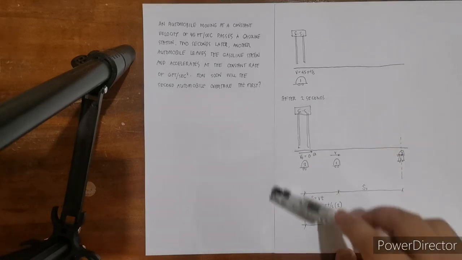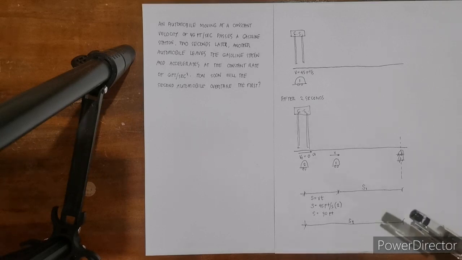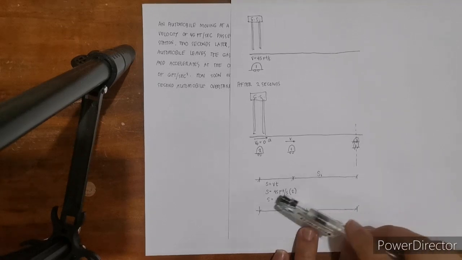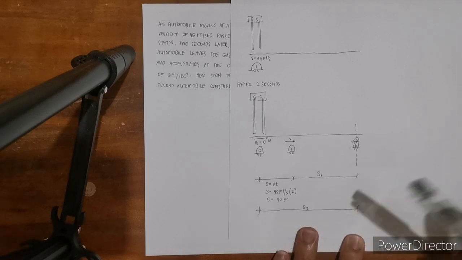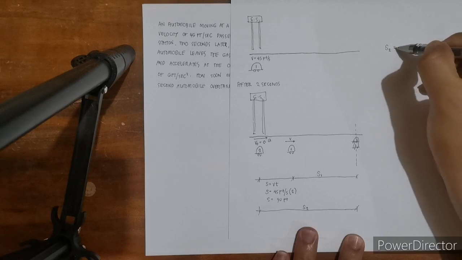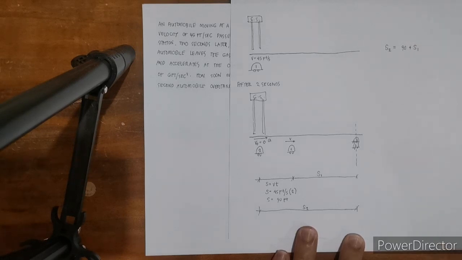So as we can see in the figure, we can have an equation that we can use to solve for the unknown parameter. Anong equation na yon? This distance is also equivalent to this distance. Therefore, we can say that S2 is equivalent to 90 plus S1.